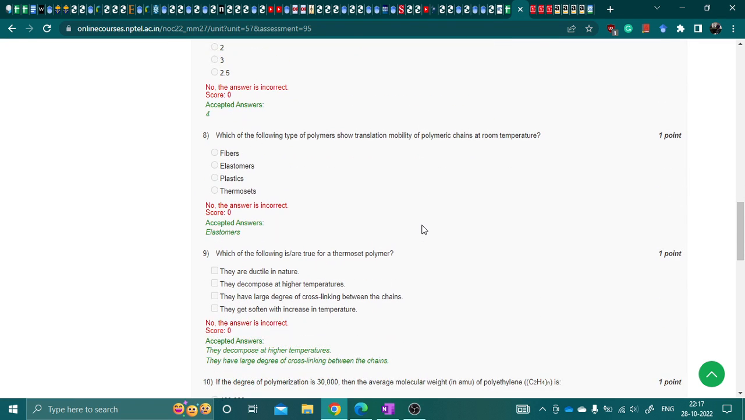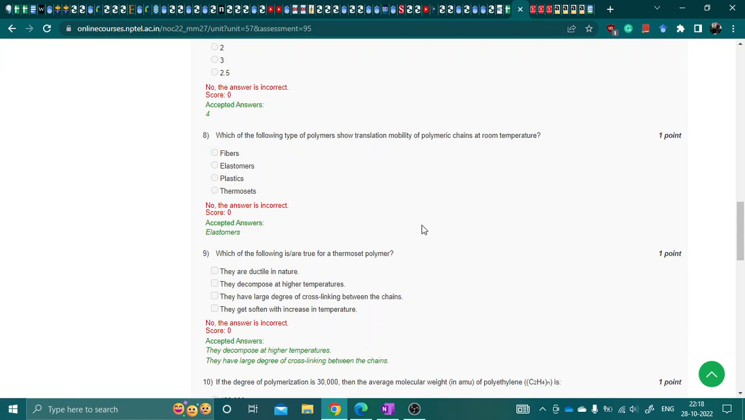Which of the following type of polymers, question number 8, show translational mobility of polymeric chains at room temperature? So as far as the polymeric chains are concerned, the elastomers show the translational mobility of polymeric chains at room temperature. They have a rubber-like behavior, so they're called elastomers.